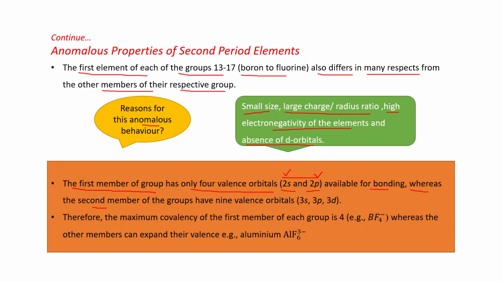Whereas the second member of the groups, that is third period elements, have 9 valency orbitals, because from the third period the d subshell starts. That's why 1 plus 3 plus 5, 9 orbitals are available. Therefore, the maximum covalency of the first member of each group is 4. For example, BF4 minus, the covalency is 4. Whereas the other members can expand their valency to more than 4. For example, aluminium in AlF6 3 minus, the covalency of aluminium is 6.